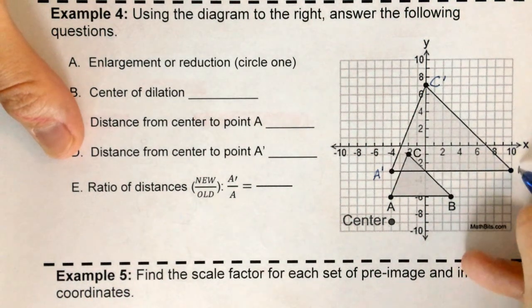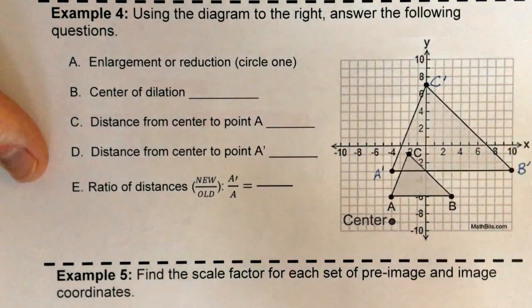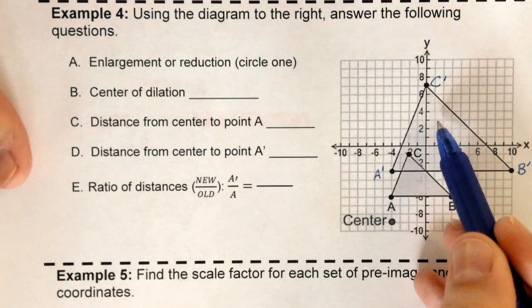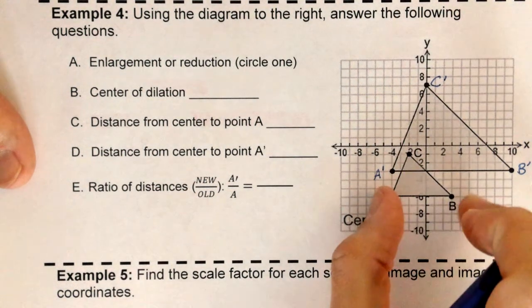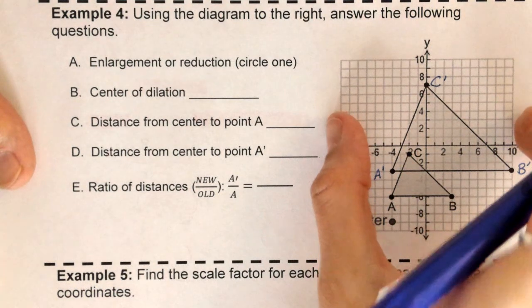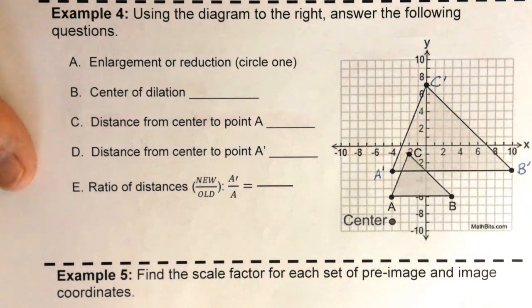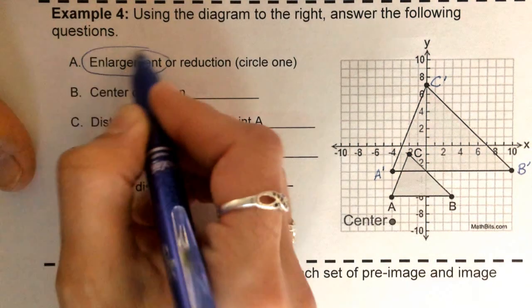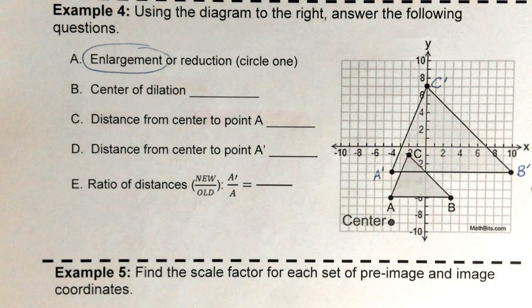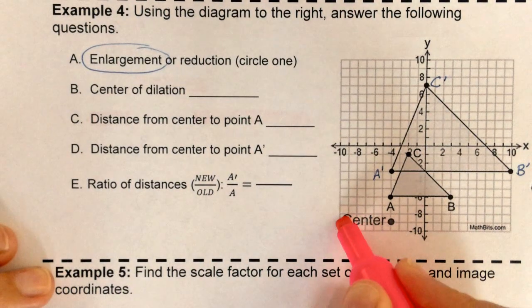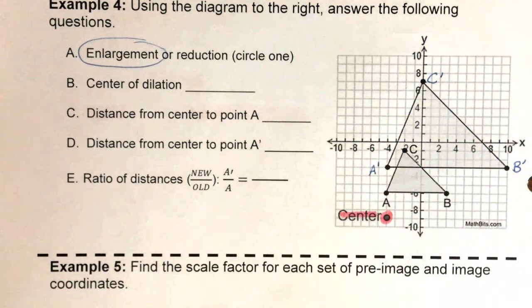B is over here on the right, so here's B prime. Going from triangle ABC to the image, pre-image to image, our ABCs to our ABC primes, we're going to notice we should be seeing that we're getting bigger, so we have an enlargement. The center of dilation is not the origin. If you look closely on your picture, you're going to see center right here. This is the point that is the center of dilation.